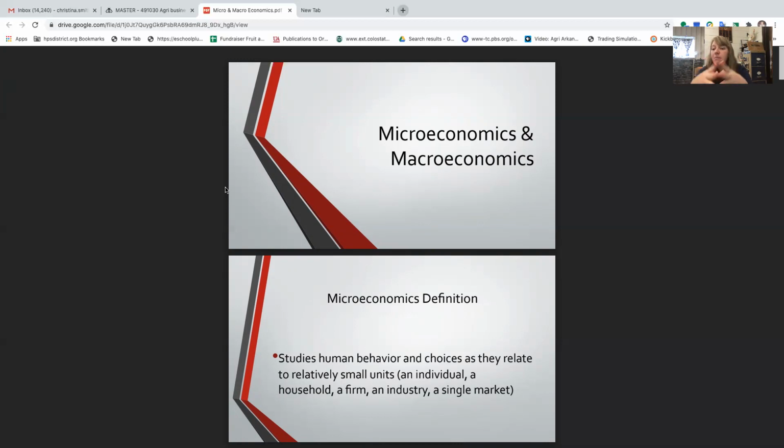So if micro means individual or small scale, right? Which even goes up to Walmart. Walmart's not considered macroeconomics on their own. If you looked at Walmart's financial stuff by themselves, right, it would not be considered macroeconomics because it's one unit, right?